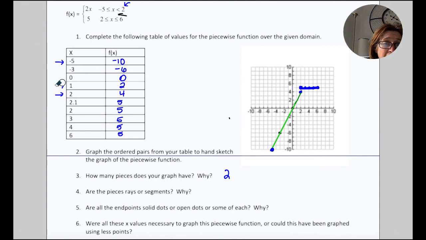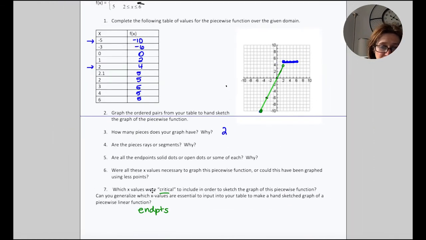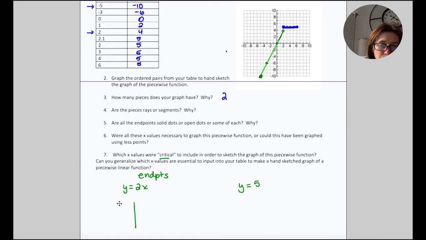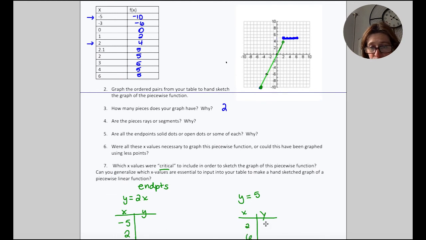So 2 and -5 were really the only points I needed. I could have had an open circle at that endpoint, a closed circle at this endpoint, and really just connected them. If you think about which x values were critical in order to sketch the graphs, it was the endpoints. So if I were going to create a table for each of these functions, y equals 2x and y equals 5, I'm really going to only find the points on the endpoints of my domain. For example, I'm going to put -5 and 2 into this function, and 2 and 6 into this function. For 2 to 6, we would have gotten 5 on both, and then -5, -10, and 2, 4.